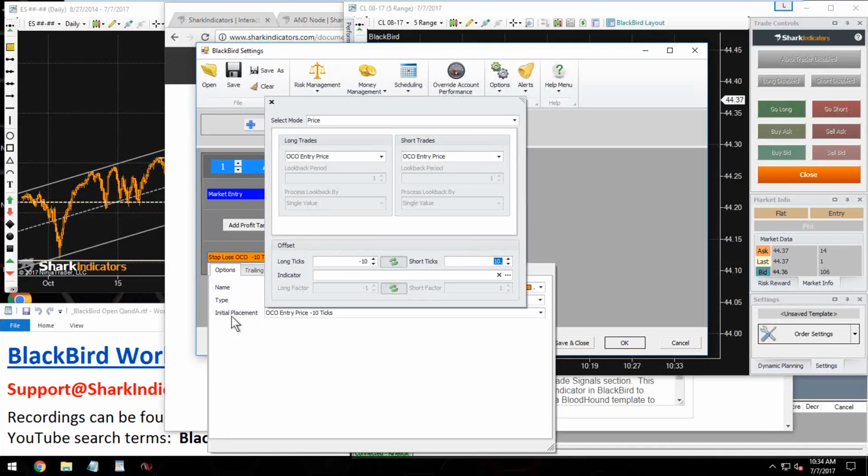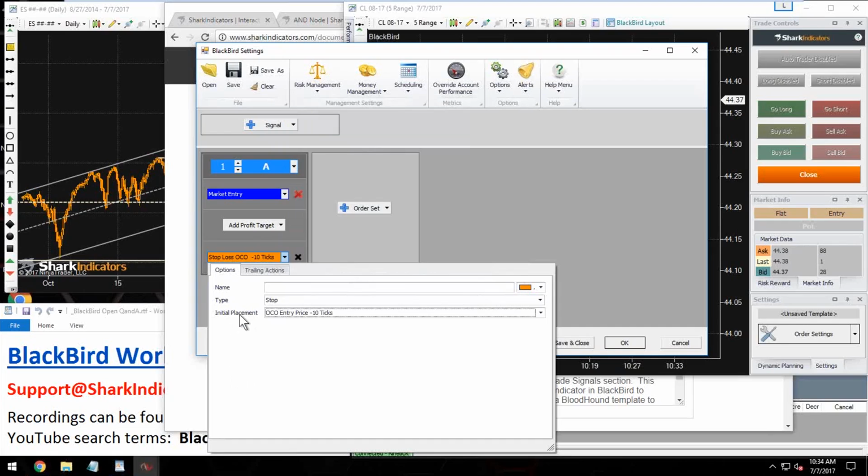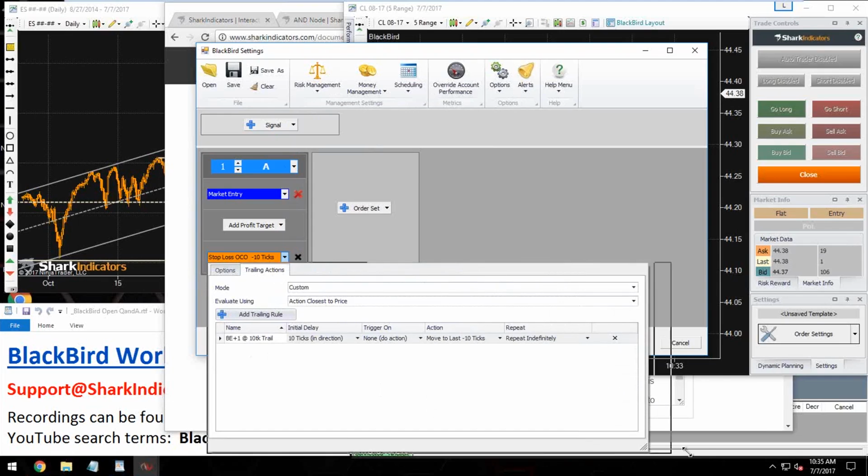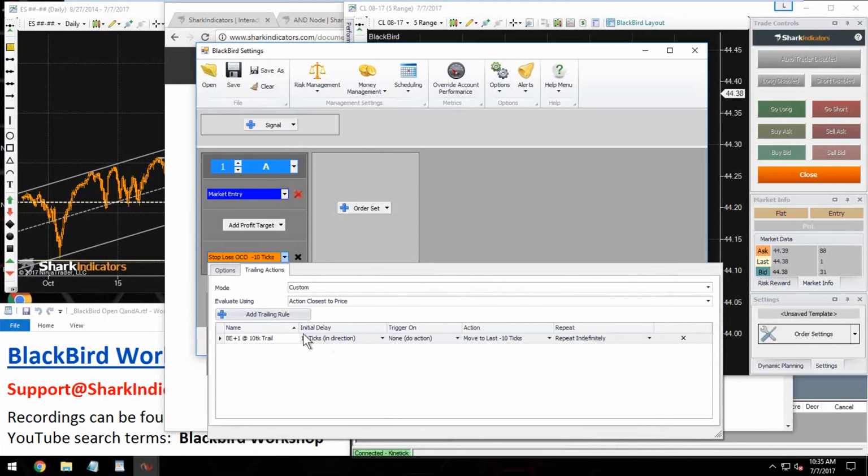So the initial placement is where you define where your stop loss goes initially. How far away do you need to set your stop loss when you first get into a trade? All right, so initial placement is when you first get into the trade. And then in the trailing actions tab, that's where we can define our trailing rules here. And the trailing rule that we have is we're going to wait. So this break even, we can see it's a break even plus 1 at 10 ticks.